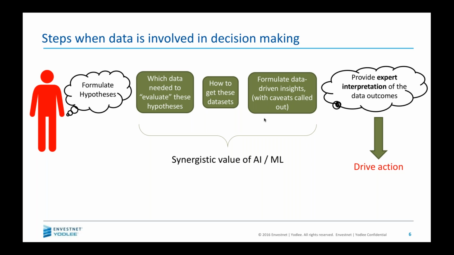This is all where machine learning comes in. And then once you have the insights, you also have to call out the caveats. For example, if the data is biased towards a particular decision, you have to call that out. If the data is biased in the sense that it doesn't represent the entire universe that you would like to represent, that also has to be factored in before a decision is made.